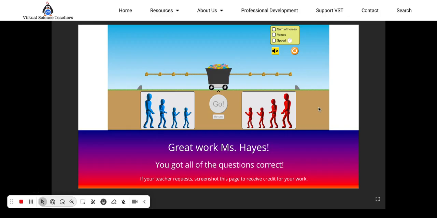Okay, this is super important because if you don't do this, you're not getting points for today. When you get to this screen where it says great work with your name, you got all the questions correct, you need to take a screenshot. On your Chromebook, it's the control button and the window button, the button above the 6. Then you're going to upload that onto Google Classroom.